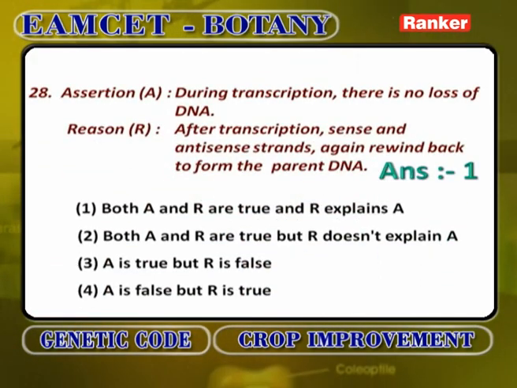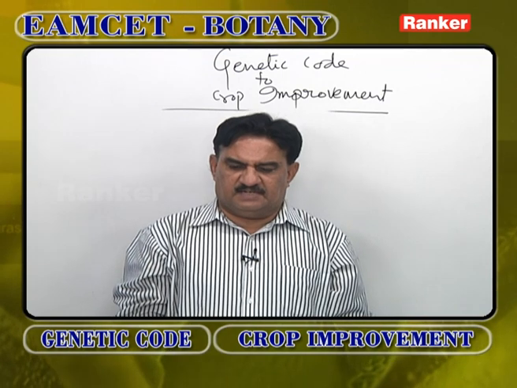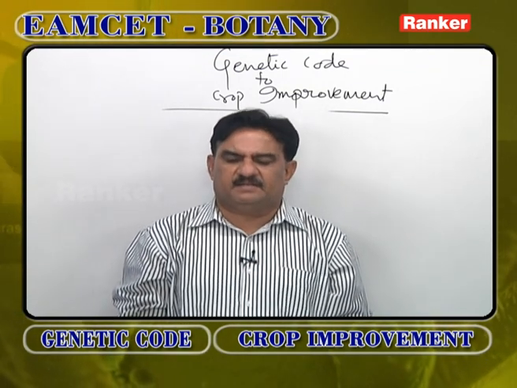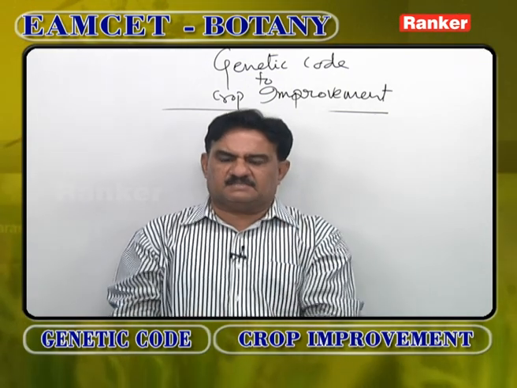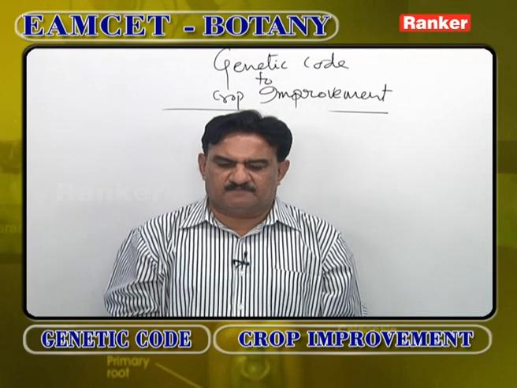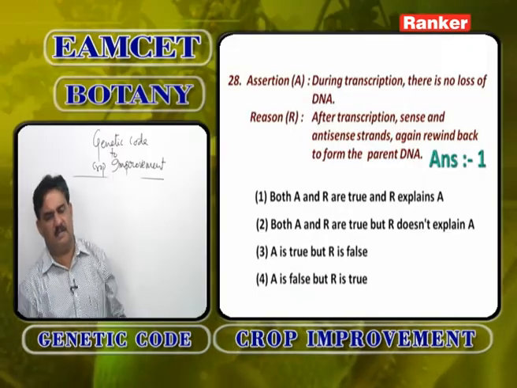This is an assertion reasoning. During transcription, there is no loss of DNA. Means no DNA is wasted. After transcription, sense and antisense strands again rewind back to form parent DNA. At a particular place called cistron, transcription takes place and messenger RNA is formed. So during transcription, no loss of DNA. DNA is not cut or anything.